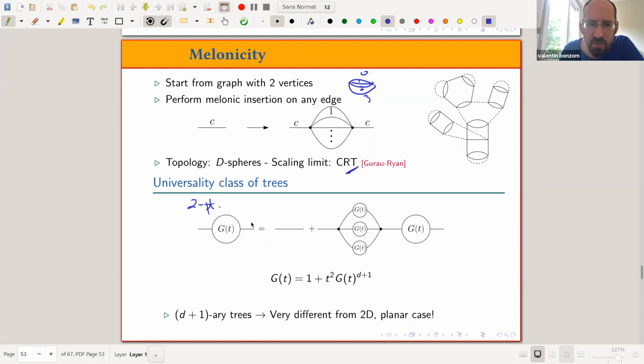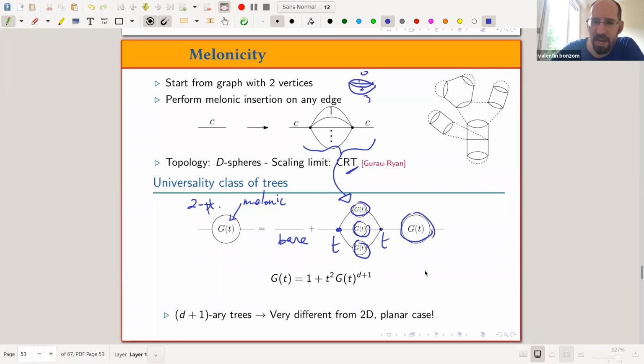And so if I look at the 2-point function here, I can have any melonic graph inside. And either it's a bare thing, like this, or it has a vertex, but because it has to be melonic, it has to have this structure here, where inside every edge, I can reinsert the 2-point function, and then I can reinsert it on the right-hand side. So it gives me an equation G equals 1 plus t squared, because there are 2 vertices here, t and t, so t squared, and G to the d plus 1 in general. So this is like the equation that I had for binary trees, except with a higher power, but they are still trees. So in fact, it's very different from the 2D case.